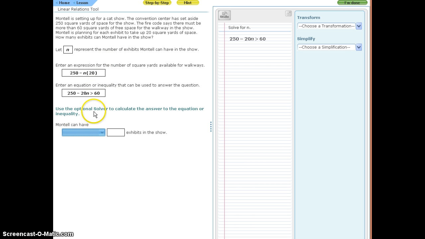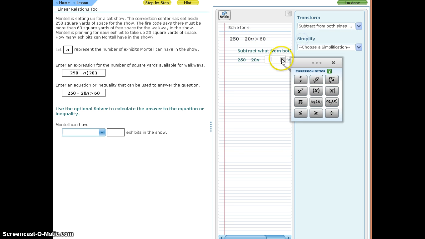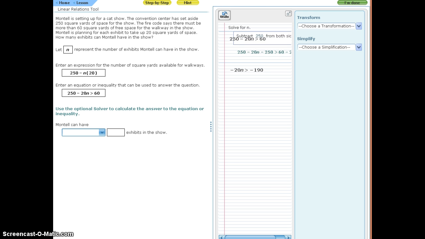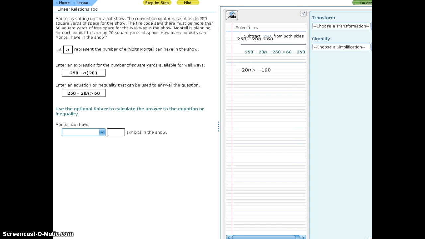And then use the optional solver to calculate the answer to the equation or inequality. I'll go ahead and go through that. Over here is the solver. So I've got the inequality written here for me. And my goal is to isolate the n. So I know I need to get rid of this 250. So I'll subtract 250 from both sides of the inequality, just like I would with an equation. And then I'm down to negative 20n is greater than negative 190.